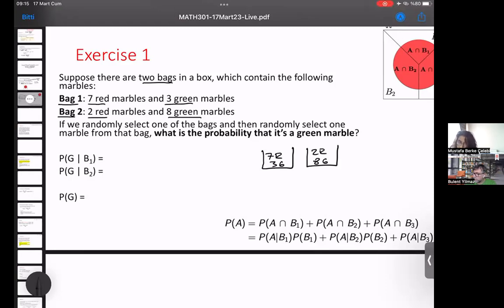And then I'm going to randomly select bag 1 or bag 2. What's the probability that it's a green marble? This is how I will approach this problem. First, I want you to tell me what's the probability of choosing a green marble when I choose the first bag. It is like 3 greens out of 10 marbles, right? There are 10 marbles here. There are 10 marbles here.